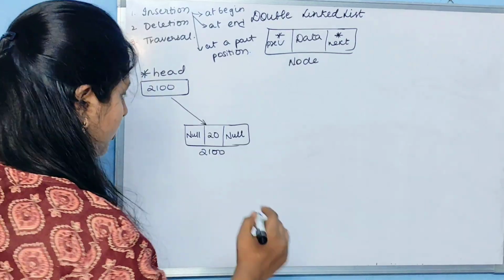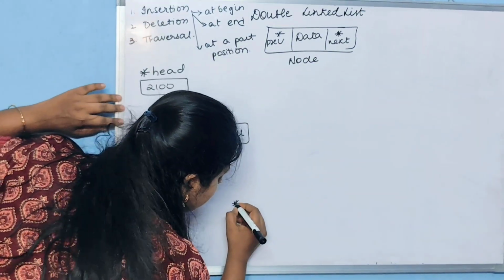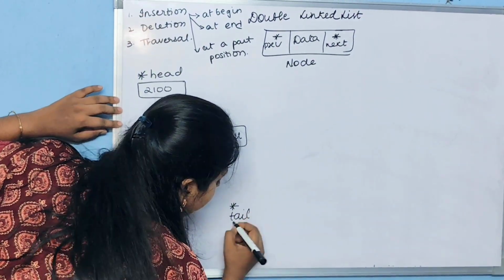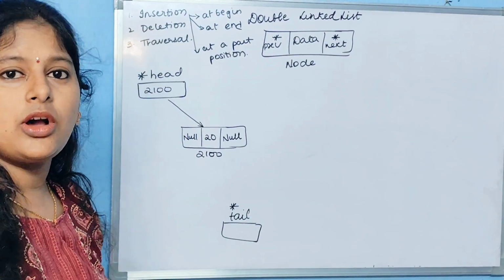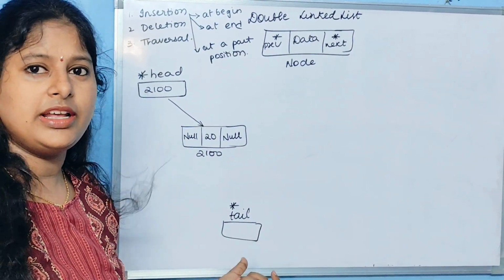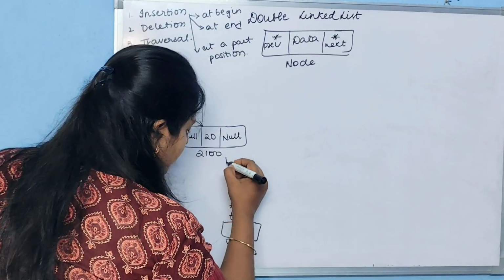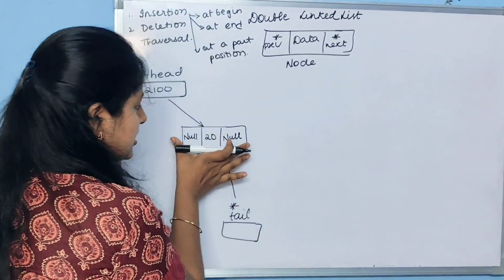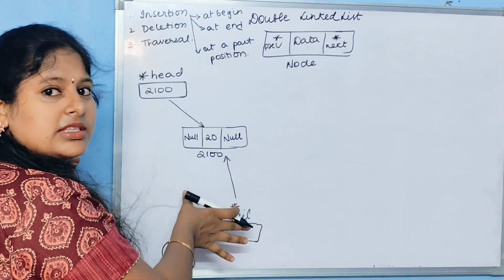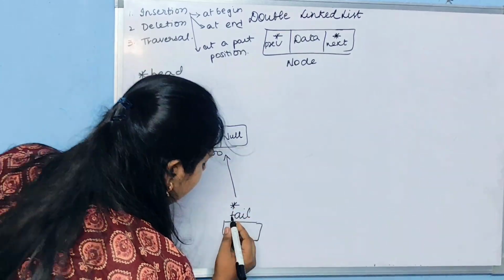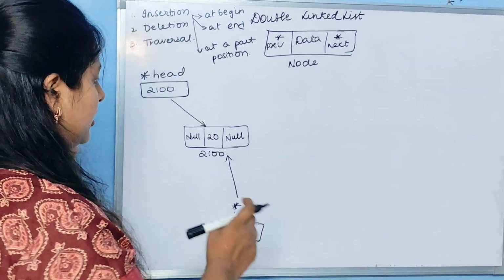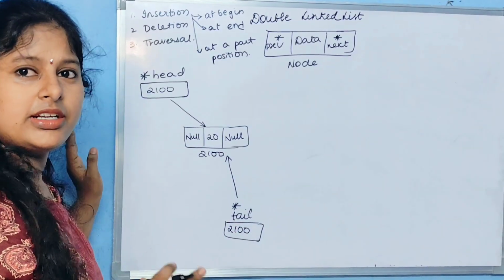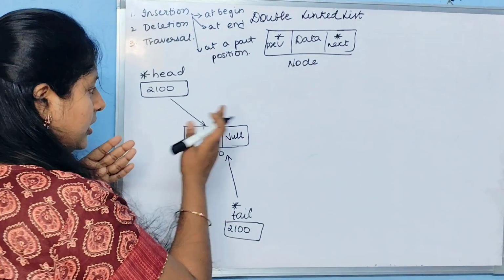Right? Now we have one more part called the tail pointer. So what does this tail pointer represent? It points to the last node in the linked list. So what is the last node? This is my first node and this is also my last node. So this points to my last node. So that is 2100. Right? Okay. Is it clear till now? Yes. Now we'll move to the next element.